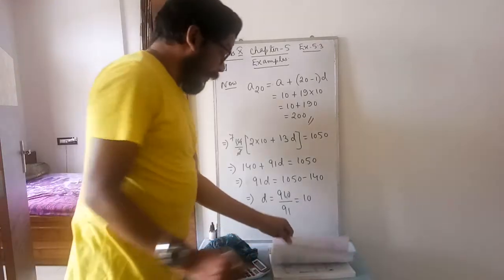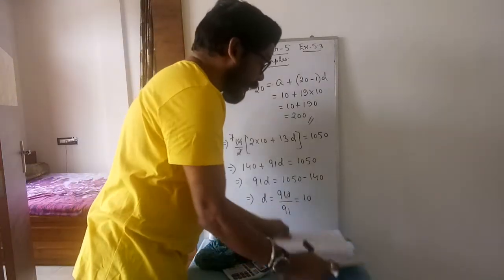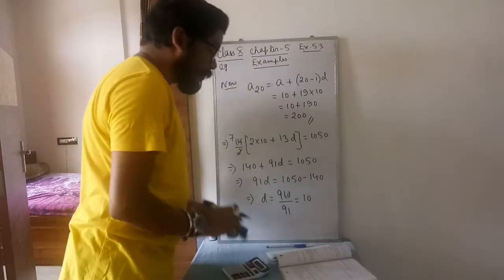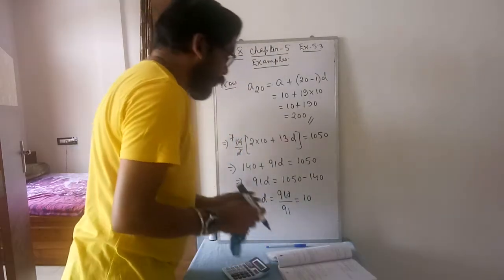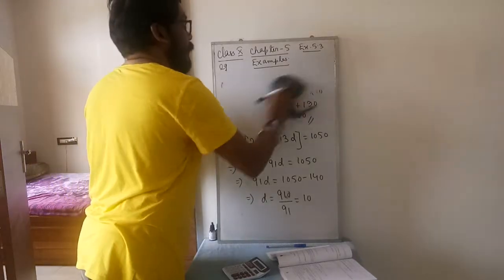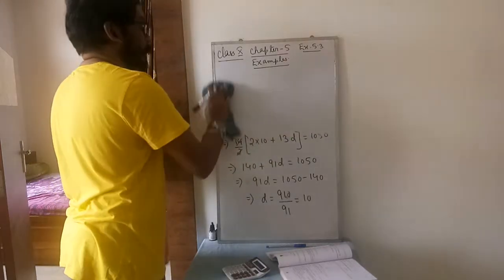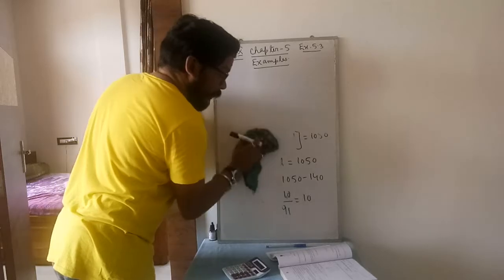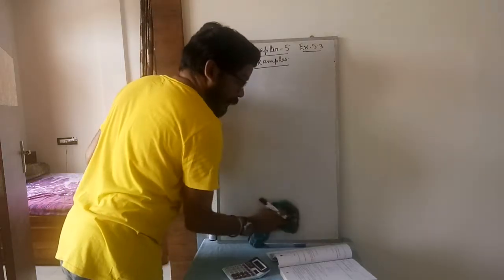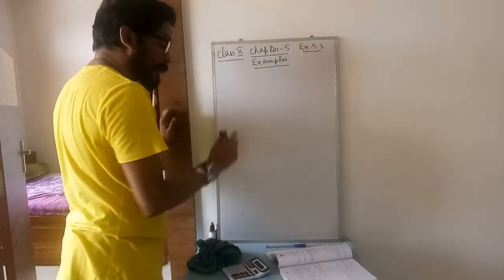Got it? Now we will go for example number 13. How many terms of the AP must be taken so that the sum is 78? Here the sum is given as 78, meaning Sn is given, Sn is 78.